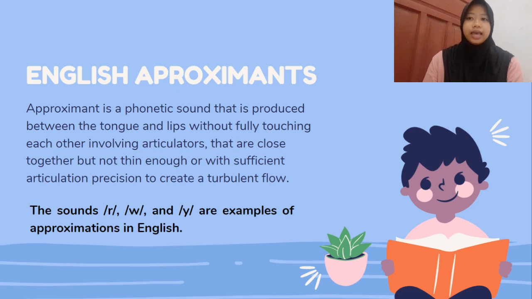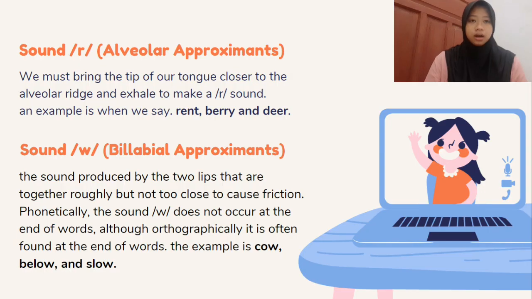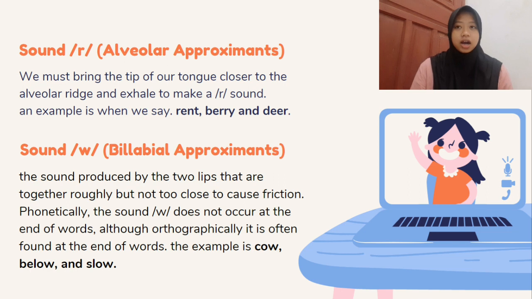First, I will explain the sound r. The sound r is also known as an alveolar approximant. We must bring the tip of our tongue closer to the alveolar ridge and exhale to make an r sound. The examples are when we say rent, berry, and deer. Okay, the next is sound w, called a bilabial approximant.